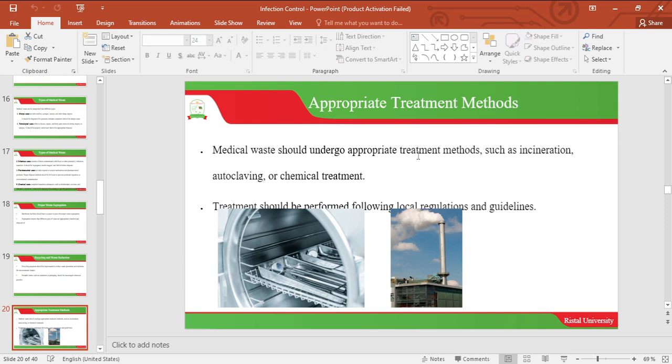Medical waste should undergo appropriate treatment methods such as incineration, which is done with the help of an incinerator, autoclaving, or chemical treatment. You can see the incinerator in the diagram, it's a big one. You can also see the autoclave. So treatment should be performed following local regulations and also guidelines.